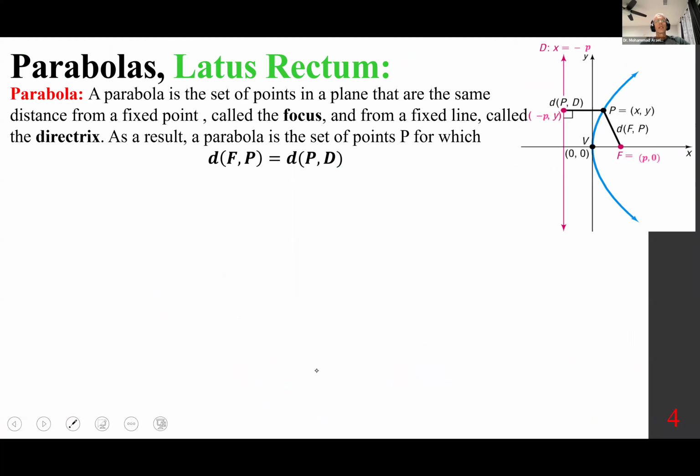Parabolas and the concept of a latus rectum. A parabola is a set of points in a plane that are the same distance from a fixed point, called the focus. So pick a point and connect it to the focus, drop a perpendicular to the directrix. They must have the same distance, from the focus and from a fixed line, called the directrix. As a result, the parabola has this form.